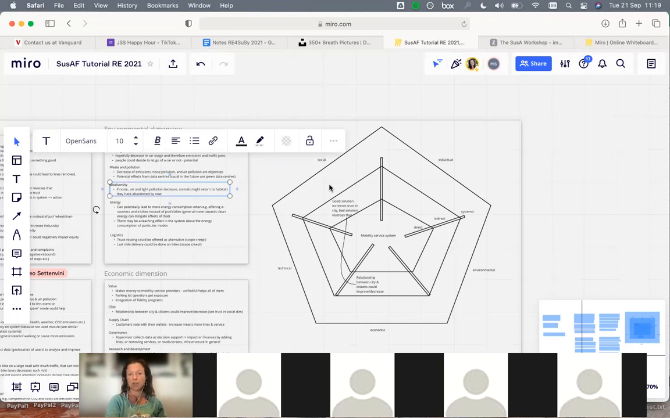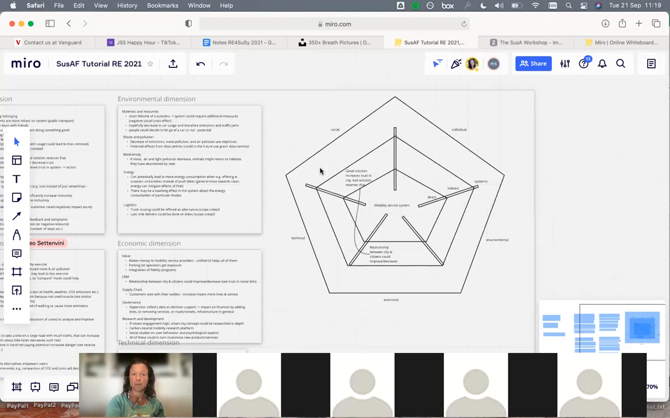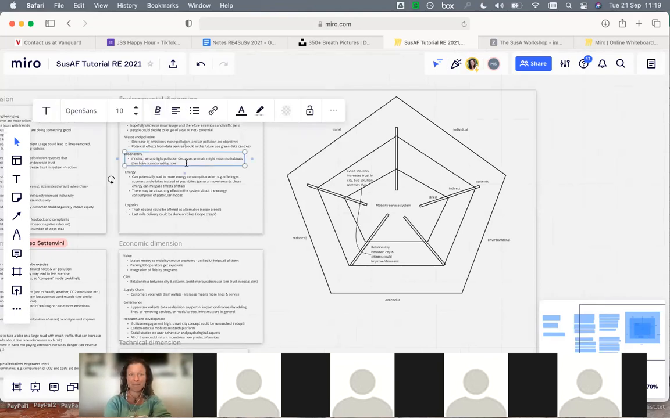On the other hand, you will also find that systemic effects are sometimes a little bit more sparse because it's harder to extrapolate that far into the future. Yeah, and that's always the issue with the pentagram or the pentagon, because you have more area towards the edges and less area in the middle.